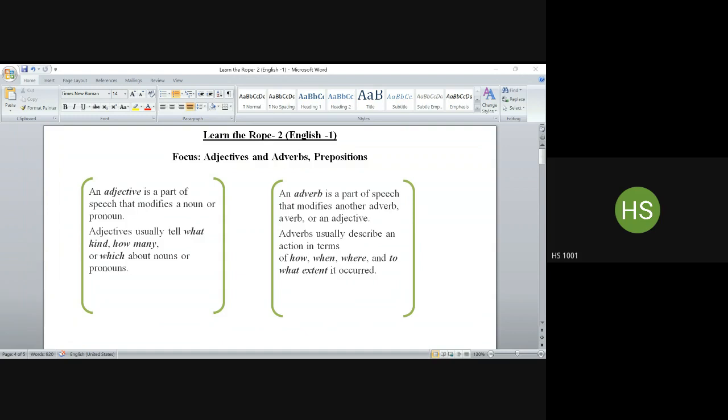And like he said about adjectives, they function as modifiers to nouns or pronouns, right? So this is the basic difference. What they modify is the difference. The function is to modify, right? Okay. So that's all about adjectives and adverbs.